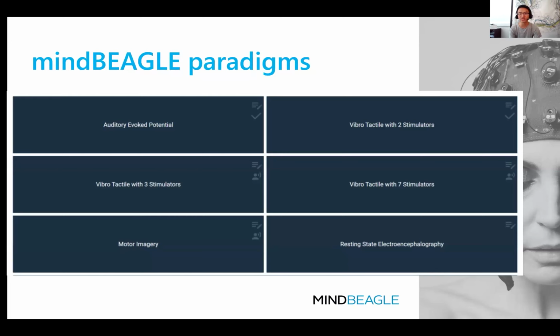The VT3 and VT7 are a little bit more comprehensive because they have more vibrostimulators, which means they have more distractors. For the VT3, we have 1 distractor, and for VT7, we have 5 distractors. The motor imagery is similar to the Recoverix. If you watched the video yesterday, the patient is instructed to do motor imagery of left or right hand movements. For the resting state, we just record the resting EEG for offline analysis.